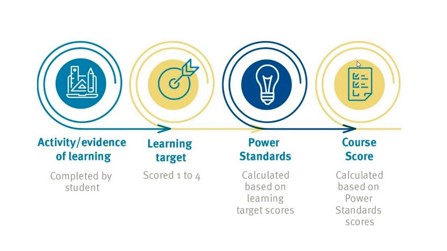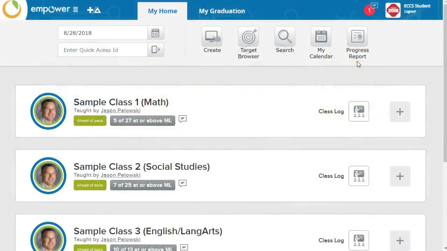As students move through the school year, they'll complete more and more learning targets. All of this learning accumulates, leading to a final grade. Now let's see how these steps are shown in Empower. When you are on the landing page for students, you first need to click on Progress Report.